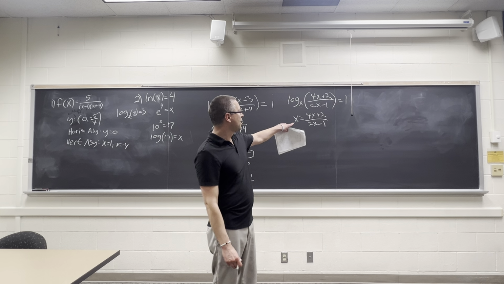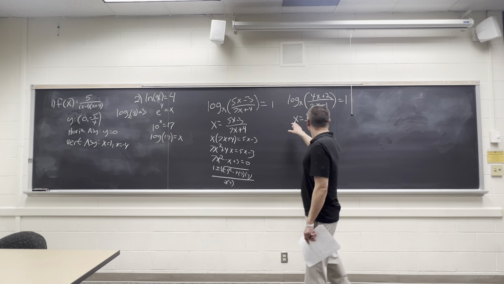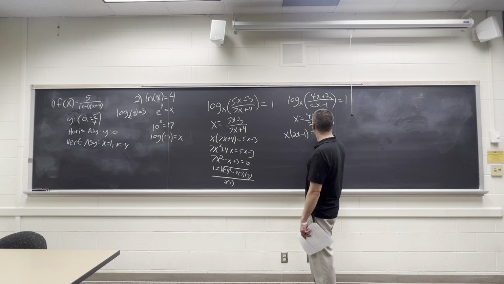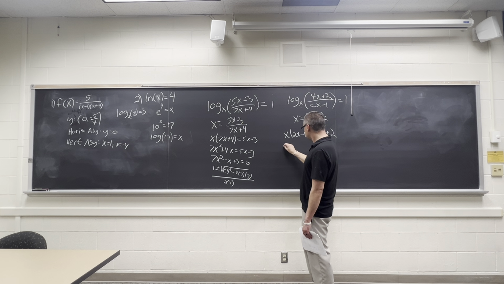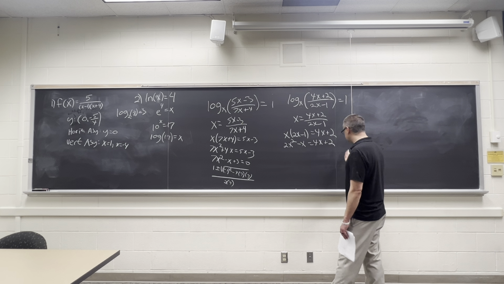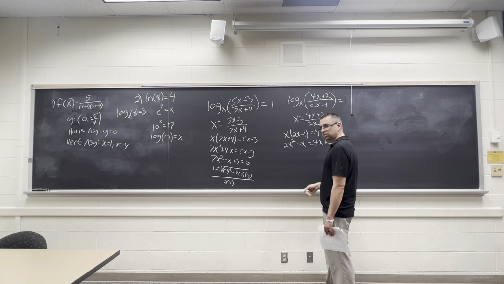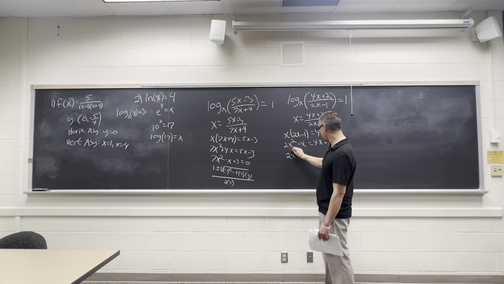So now we can multiply both sides by 2x minus 1, right? So x times 2x minus 1 is equal to 4x plus 2, right? So distribute: 2x squared minus x equals 4x plus 2. Set equal to 0 probably, right? So you get 2x squared, right?